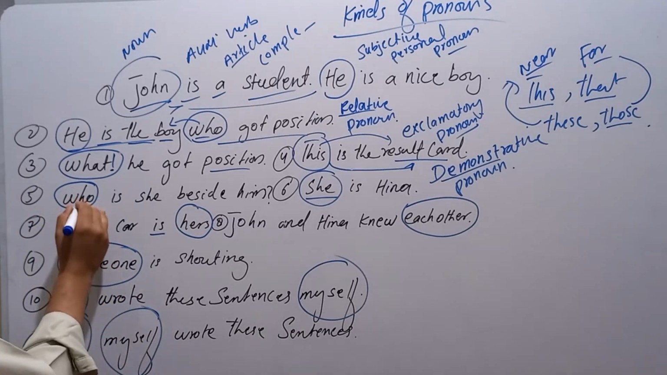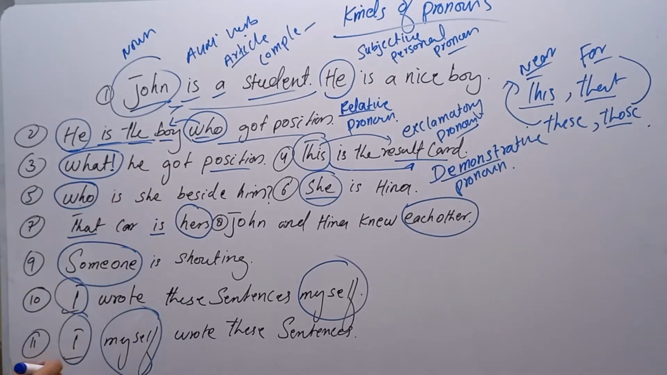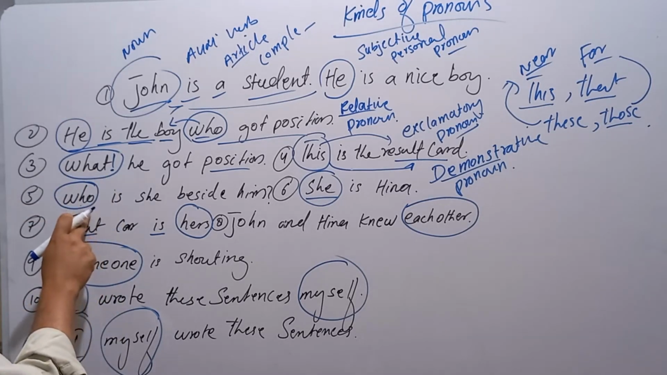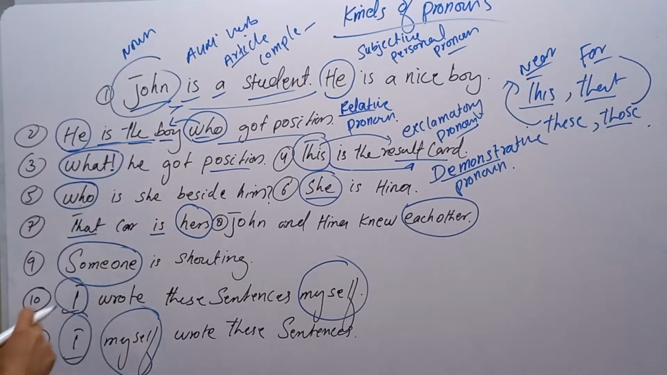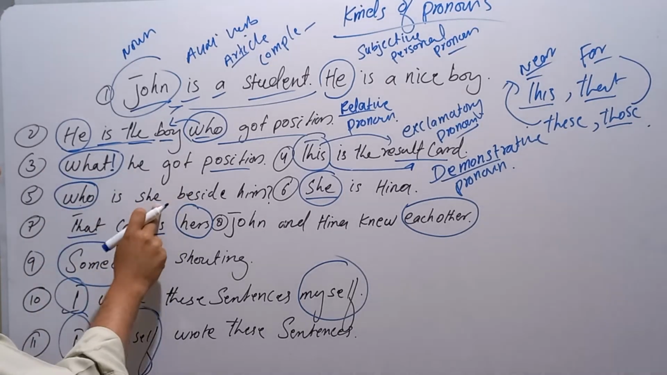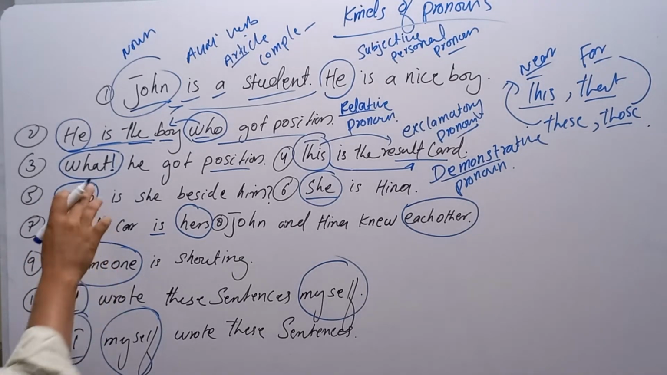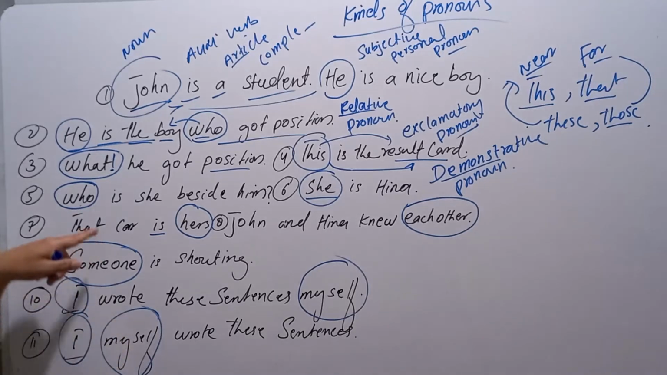Once again, there is another word, who, like this WH word, like this what. This is also a WH word, and this is also a WH word. Now, "Who is she beside him?" Over here, what is who? Who is also a WH word, but what is the function? What kind of pronoun is it? It is also a pronoun.